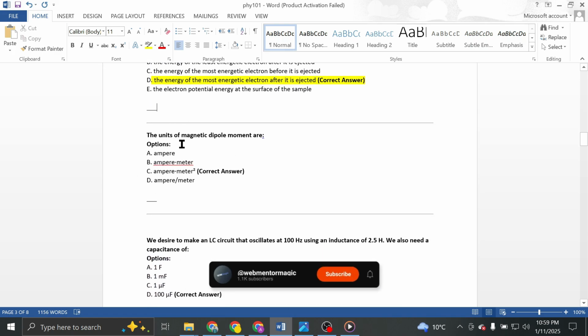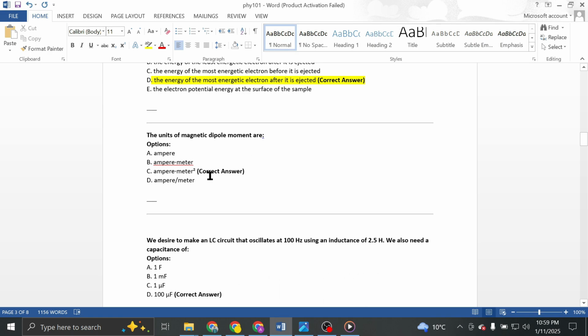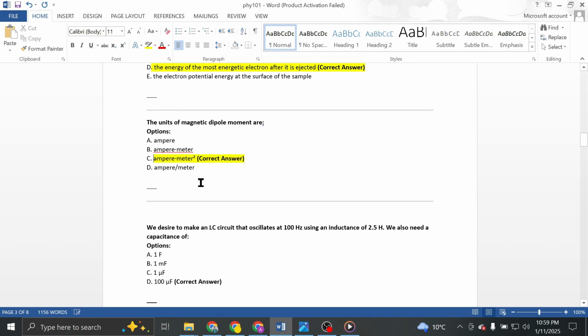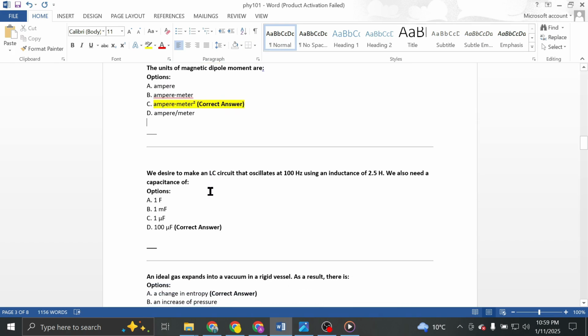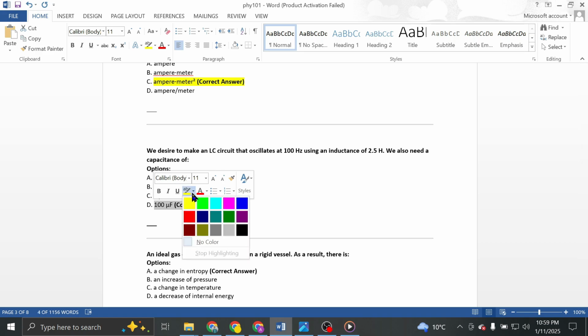The units of magnetic dipole moment are. Options: A, ampere, B, ampere meter, C, ampere meter squared. Correct answer. D, ampere per meter. At 100 Hz using an inductance of 2.5 henries, we also need a capacitance of. Options: A, 1 farad, B, 1 millifarad, C, 1 microfarad, D, 100 microfarads. Correct answer.